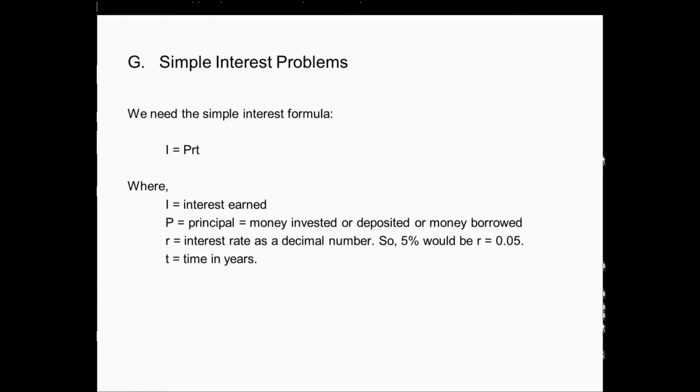I is the interest earned. P is equal to principal. It's the money invested or deposited or the money you borrow. R is the interest rate as a decimal number. So 5% would be R is equal to 0.05. And T is time in years. So that's the formula they're going to use. So we can't have a whole lot of variety.